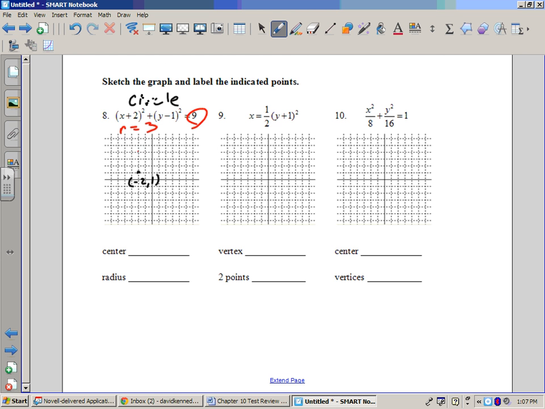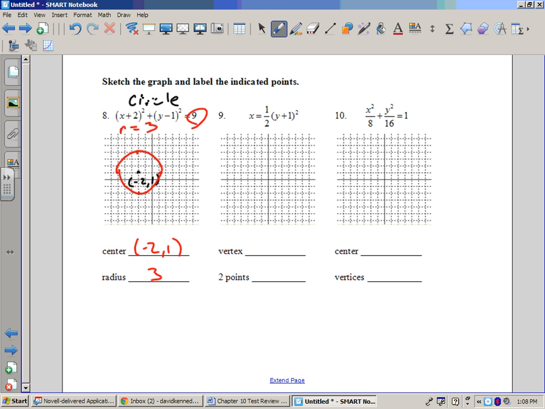I'm going to go 3 up, 3 right, 3 down, and 3 left, and I'm going to try and make it look like a circle. Use your imagination. Pretend I drew a circle. There are the indicated points I want: the center, negative 2, 1, and the radius is 3.